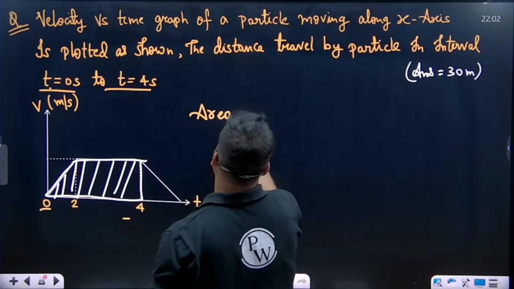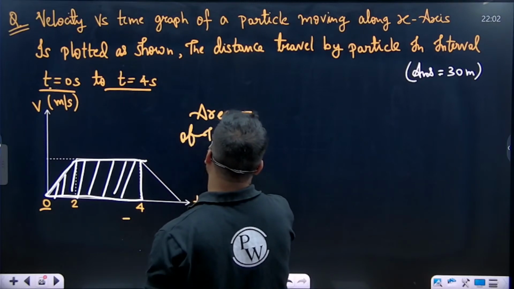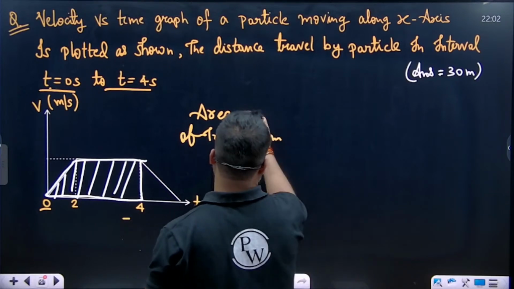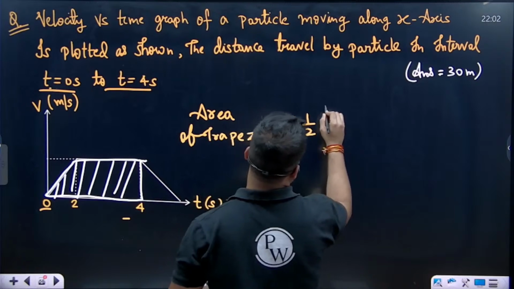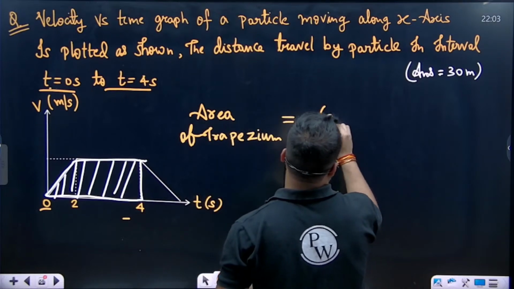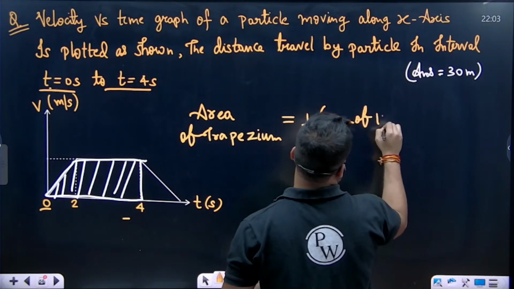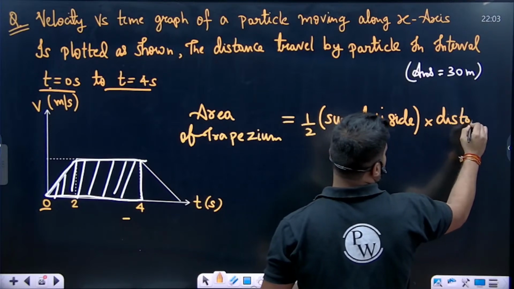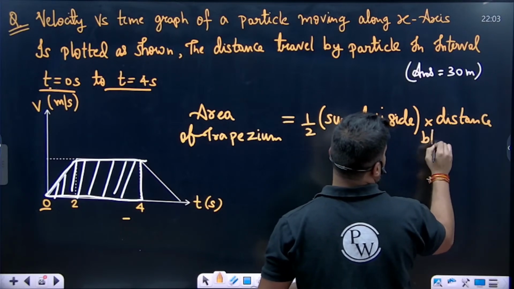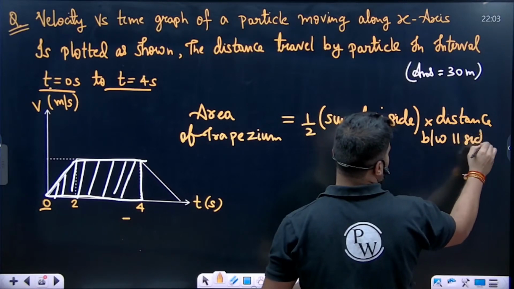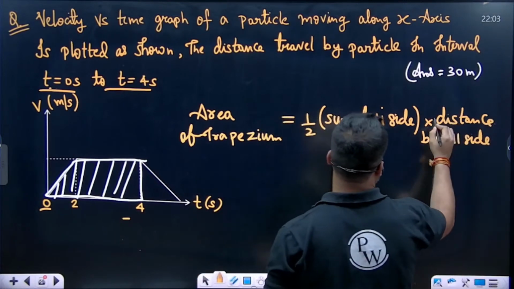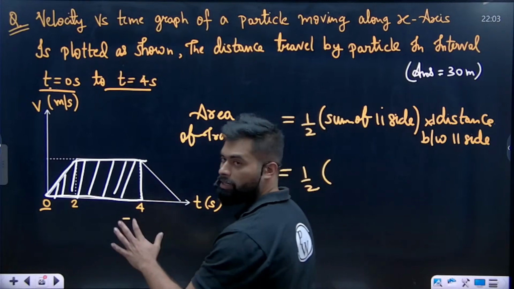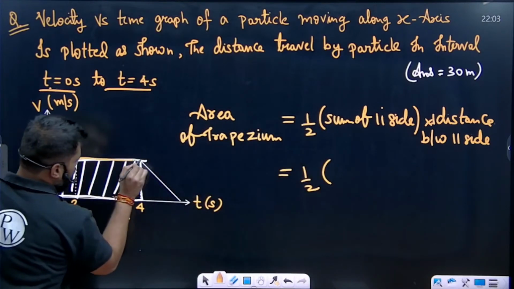So we know the formula for the area of a trapezium is half into the sum of parallel sides into the distance between the parallel sides. This distance is the perpendicular distance between the two parallel sides. So this will be half into the sum of parallel sides. What are the parallel sides here? This one and this one.